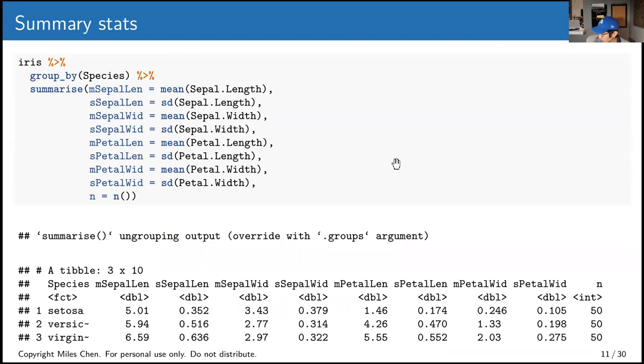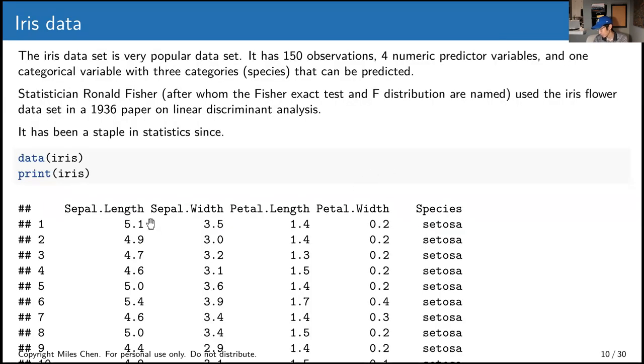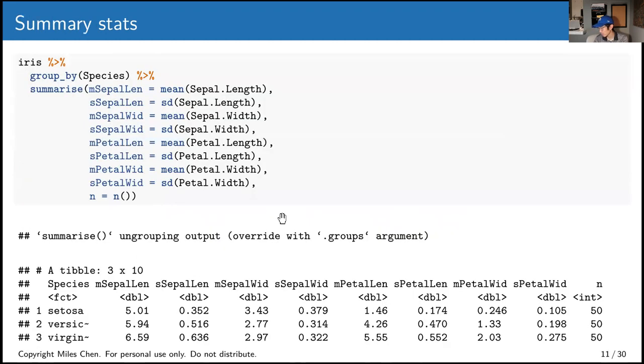Here I'm going to create some summary statistics for each of these things. We're going to get the mean and standard deviation for all 4 variables, so we're going to have 8 things: the mean sepal length, standard deviation of sepal length, mean sepal width, standard deviation of sepal width, mean and standard deviation for petal length, and mean and standard deviation for petal width.